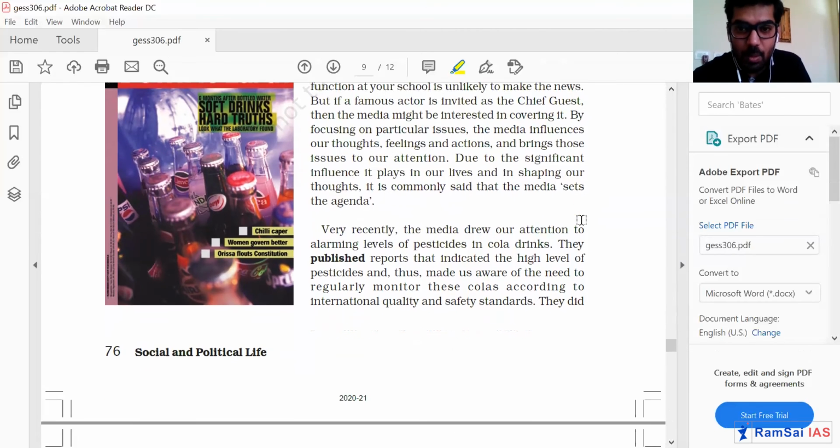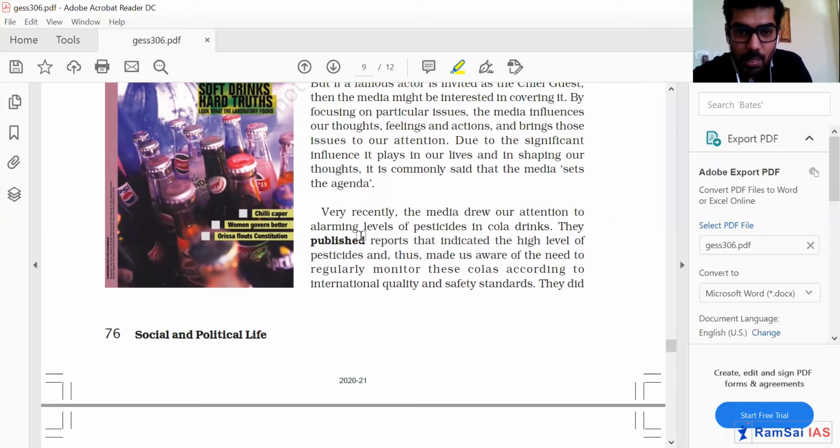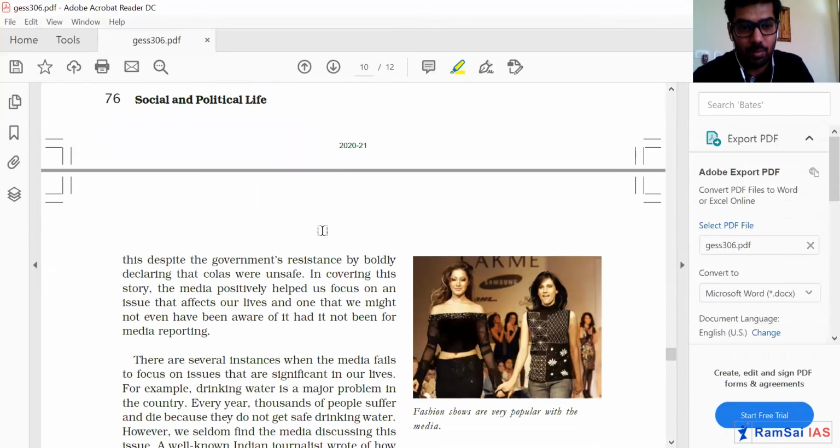So media drew our attention to the alarming level of pesticide in cola and to pollution. We are talking about these things because we read these things. The PM level, the particulate matter, has reached this much. The air quality has decreased. There is so much pollution in the rivers of North India. Now it has improved post lockdown, but the water of Ganga and Yamuna was very, very unclean. So we are talking about these things because we are reading about them and hearing about them from the media.